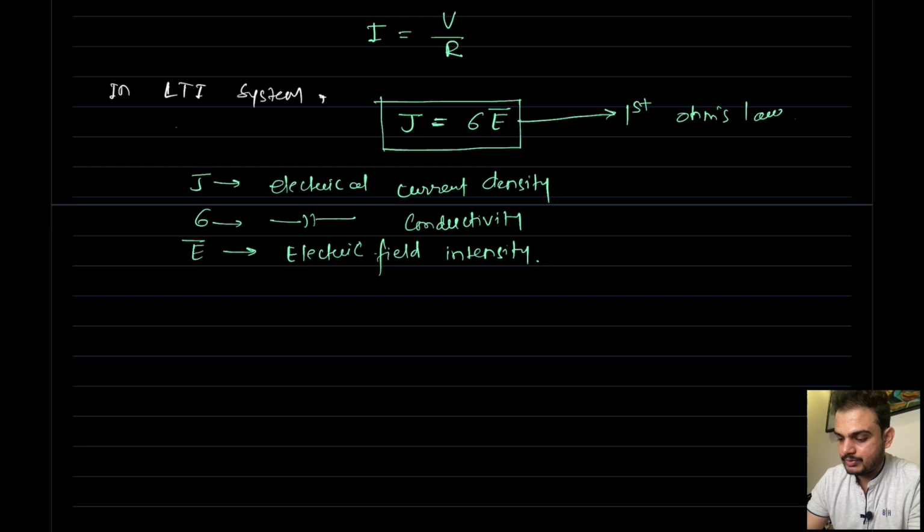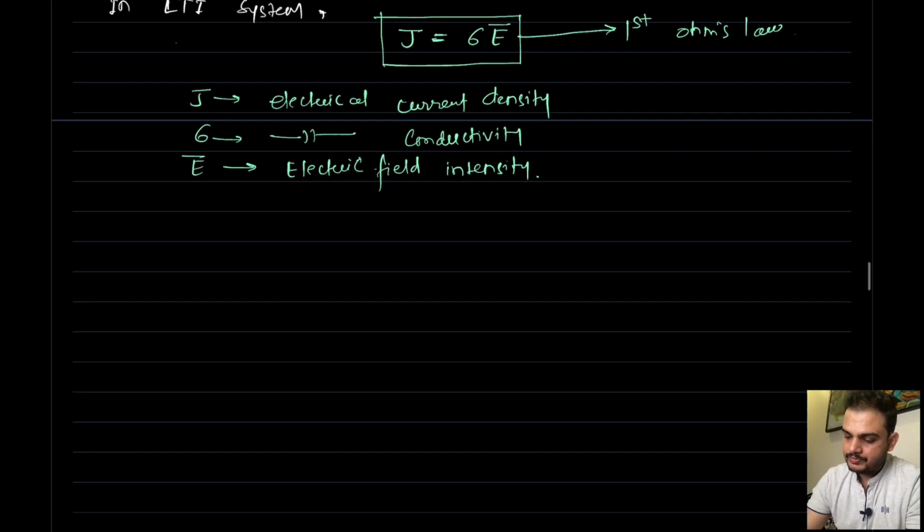Now what will I do? I will derive my V is equal to IR, which is the second Ohm's law, from this equation, from EMF. How? Just observe here. This current density can be written as what? Current upon area of cross section, right? This is the formula of current density.